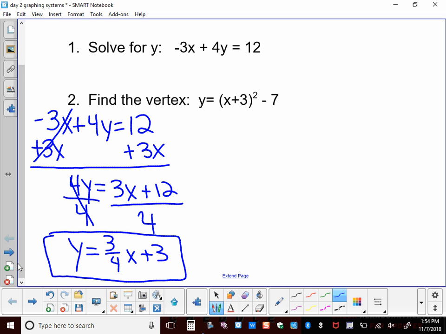Okay, number 2 says to find the vertex. We should know how to do this. What's my vertex here? Negative 3, negative 7. You have the opposite of my first number, my second number stays the same. Okay? You shouldn't get any decimals. You don't have to type anything in. You just look at it. It's in vertex form. That's what you have to know.